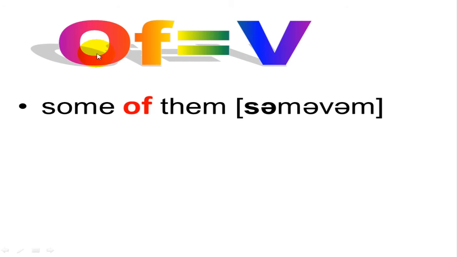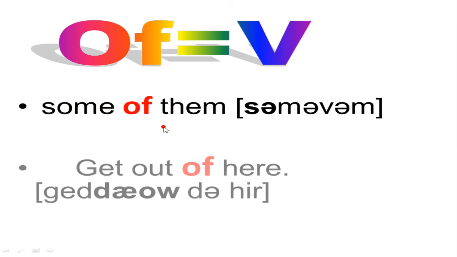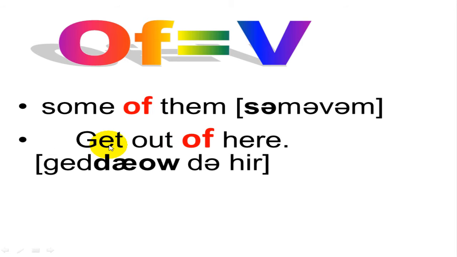Of. The F here is pronounced with a V sound. Keep in mind, the F here is pronounced like a V. Some of them. How do we pronounce it? Some of them. Get out of here. Now, repeat after me. Some of them. Get out of here.